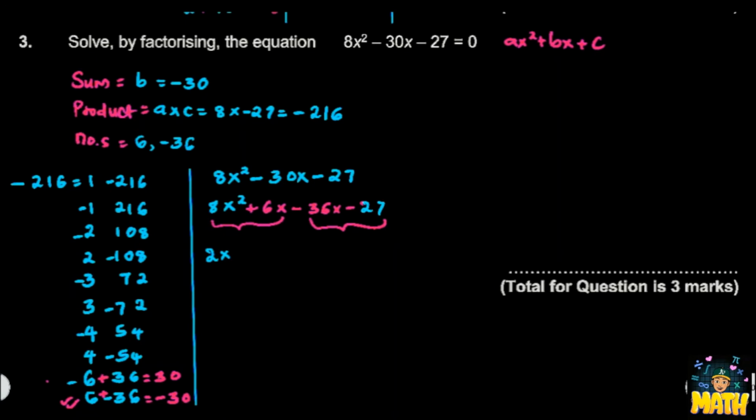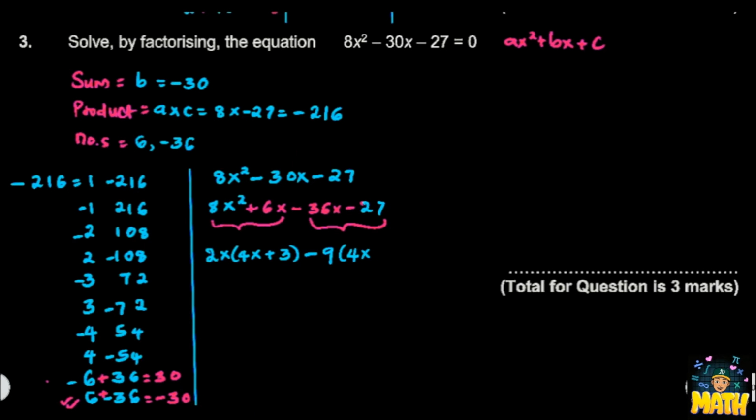So 2 is common between 8 and 6. And then we also have an x common between the two terms. So I factor that out to remain with 4x plus 3. And then on the other side, minus 36 and 27 have a common factor, which is 9. In the bracket, I will remain with 4.